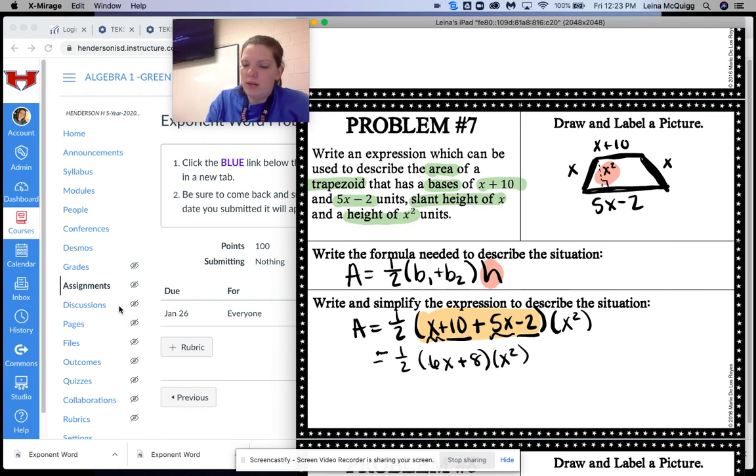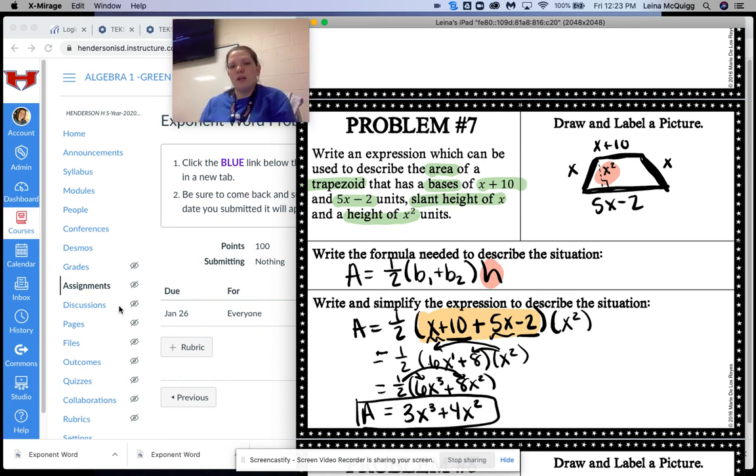Now I'm multiplying 2 things together in those parentheses, so I can distribute. I'm going to go ahead and distribute this backwards. Hopefully y'all are okay with that. So I have 1/2 times 6x times x squared. Well, this has an exponent of 1, so I add my exponents. That means I have 6x cubed plus 8 times x squared, which is 8x squared. Now I'm multiplying by 1/2, so I'm going to distribute this 1/2 through. 1/2 times 6 is 3x cubed, and 1/2 times 8 is 4x squared. So the area of this trapezoid can be found by 3x cubed plus 4x squared.